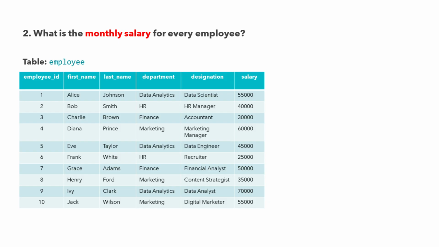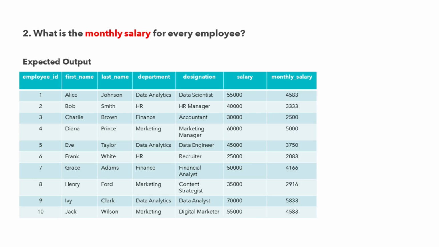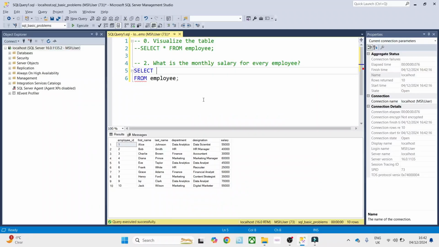Question 2. What is the monthly salary for every employee? Basically, we will have to create another column called monthly salary, which will contain the monthly salary of each employee. Let's get started. Since we are showing an additional column on top of the other columns, we will use the asterisk and then give comma.